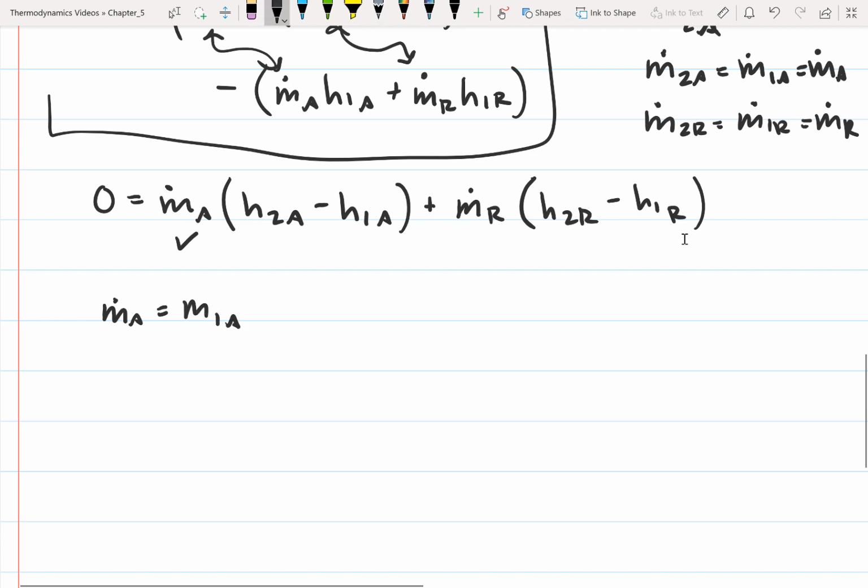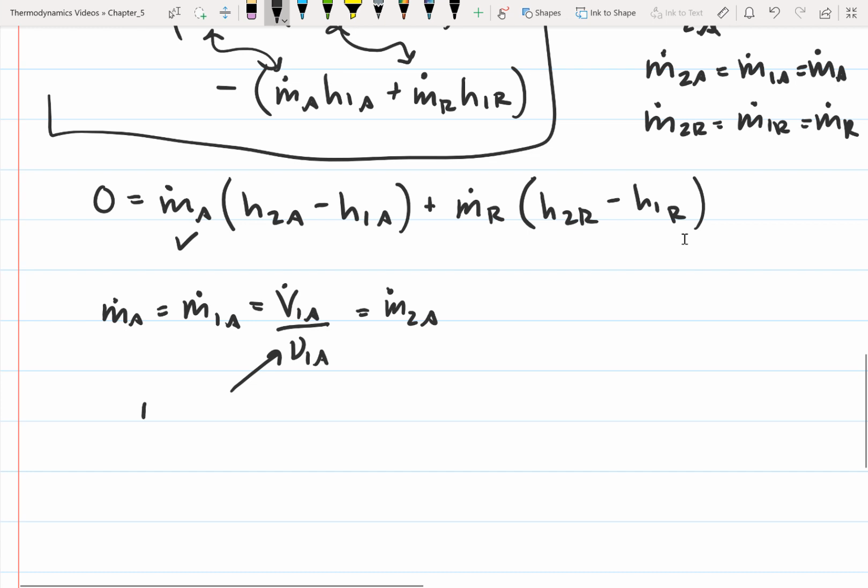So the mass flow rate of the air at the inlet is equal to the volumetric flow rate of the air at the inlet divided by the specific volume of the air at the inlet. But we know that this is also equal to the mass flow rate of the air at the outlet, so that's why that's just equal to the mass flow rate of the air.